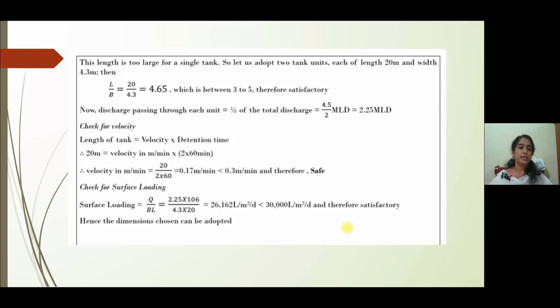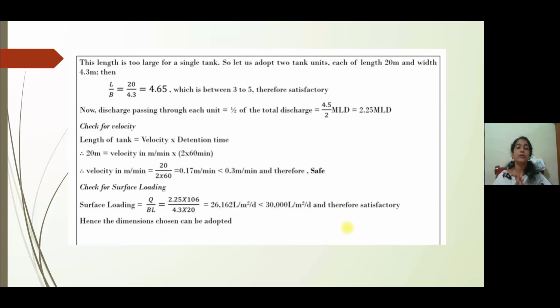Then check for velocity. The length of the tank is equal to velocity into detention time. Length already calculated is 20 meter. Then velocity into detention time is 2 into 60, that is, we converted it into minutes. Then velocity in meter per minute is 20 divided by 2 into 60. That is 0.17 meter per minute, which is less than 0.3 meter per minute. Hence, the design is okay.